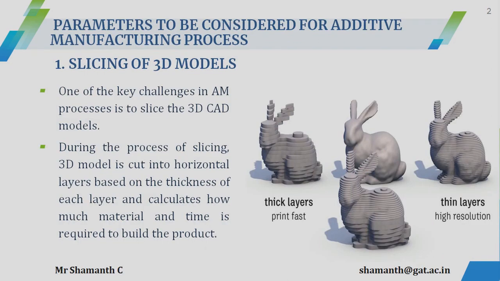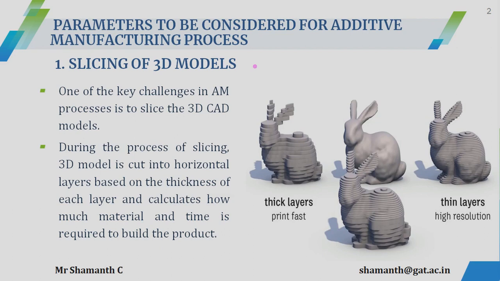Okay, we'll start with the important parameters of additive manufacturing. The first one is slicing of 3D models. In the previous lecture, when I discussed the stages of additive manufacturing, the first stage is the creation of a 3D model and the second stage is conversion of the 3D model into an STL file.